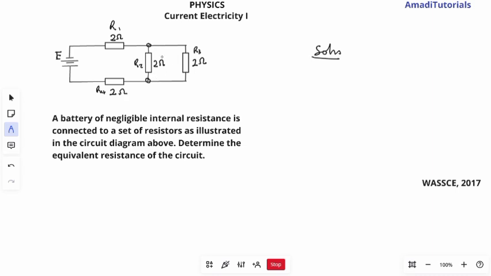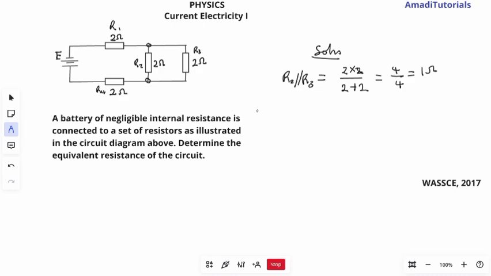So if you analyze that first, R2 parallel R3, since they are just two resistors in parallel, you can do 2 times 2 divided by 2 plus 2, and that will give you 2 times 2 is 4, 2 plus 2 is 4, equals 1 ohm. So the equivalent effect of these two parallel resistors is 1 ohm. That's the opposition they offer to the flow of current through them.